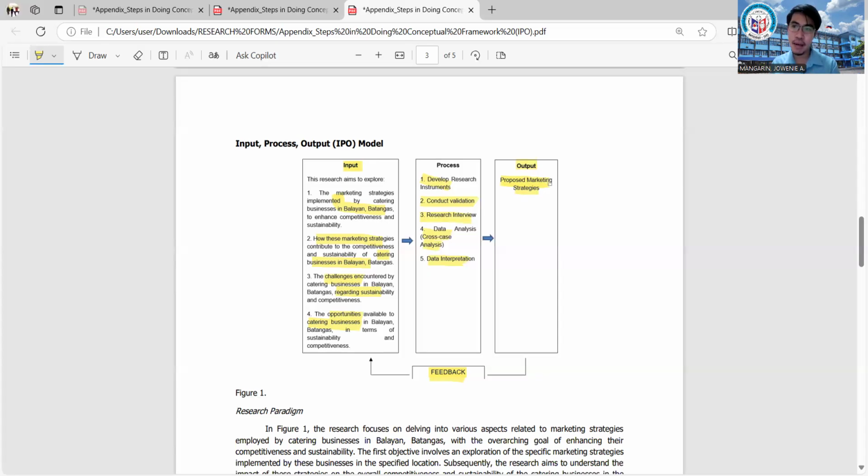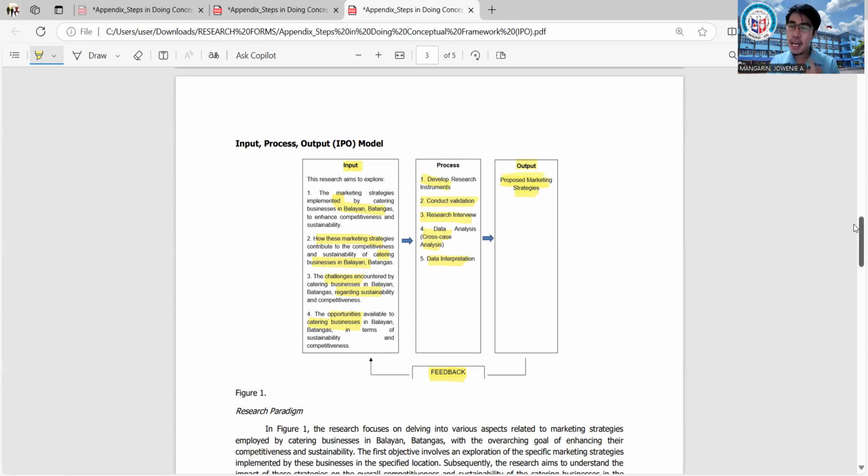Halimbawa, meron ka pang 3 months na natitira bago matapos yung research timetable nyo or yung research subject ninyo. So with that 3 months time na natitira, pwede mong i-implement yung output na ginawa mo, and then kapag in-implement mo siya, interviewin mo yung mga taong gumamit noon, and then from that interview, kuhanin mo yung feedback nila para malaman mo paano mo pa pwedeng i-enhance yung iyong marketing strategy.